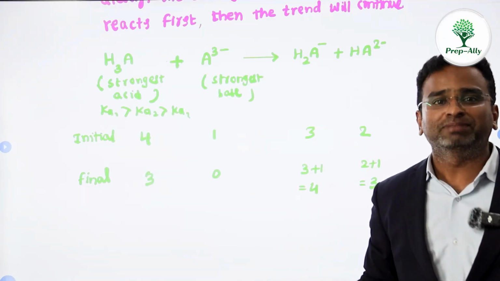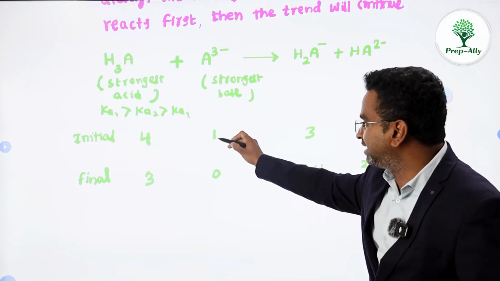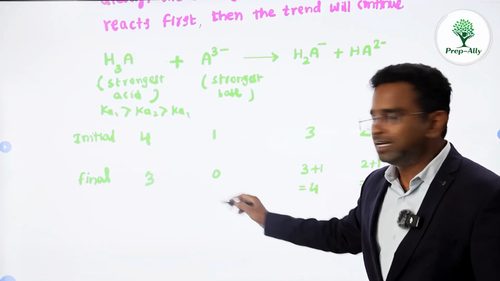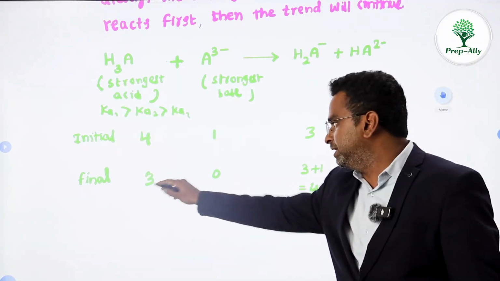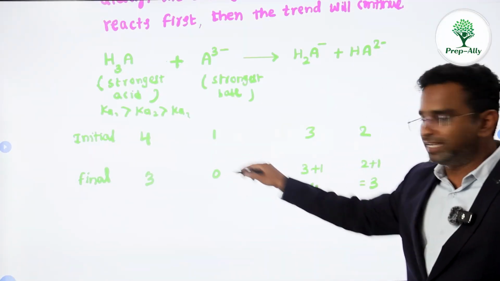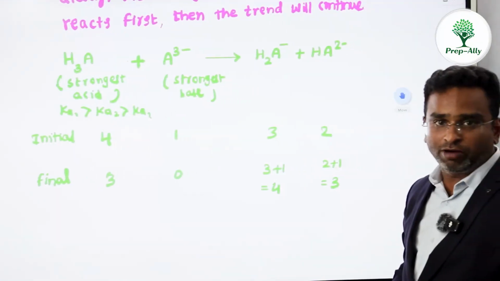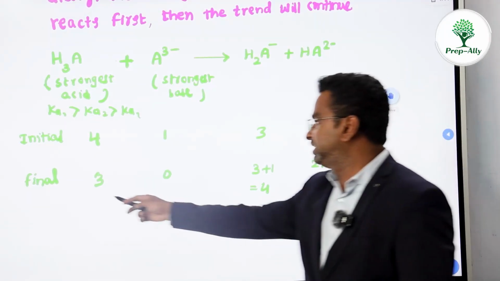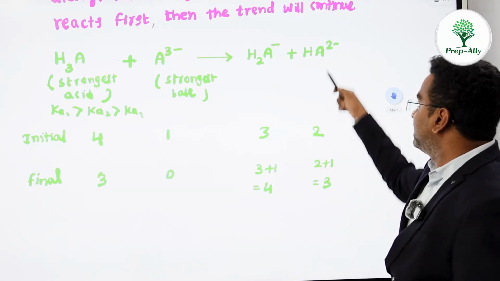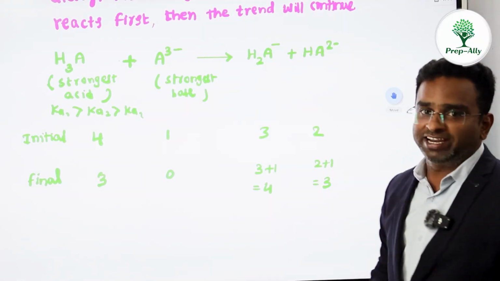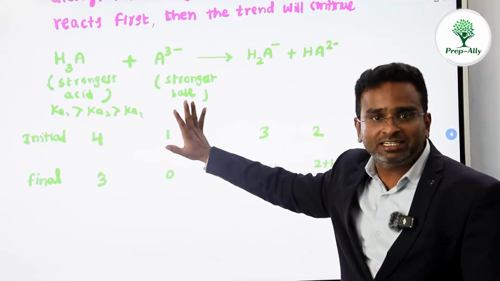Now finally what will happen? It's a basic thing again. Here 1 mole is the limiting reagent. Out of 4 moles, H3A reacts with 1 mole and becomes 3 moles. A3 minus becomes 0, which is the limiting reagent. And 1 mole of H2A minus and 1 mole of HA2 minus will form. Finally it becomes 3 moles of H3A, 4 moles of H2A minus and 3 moles of HA2 minus.